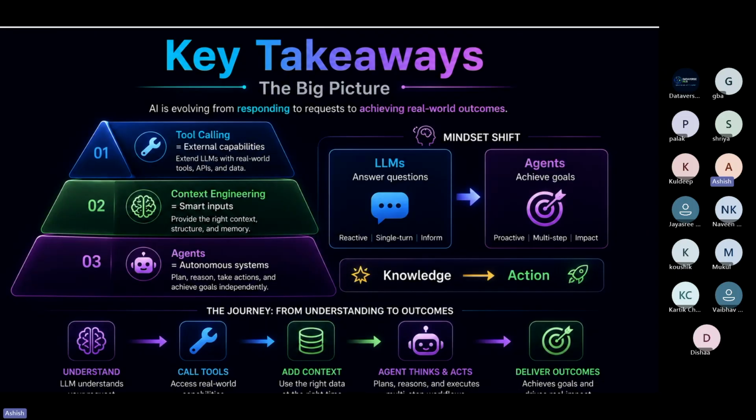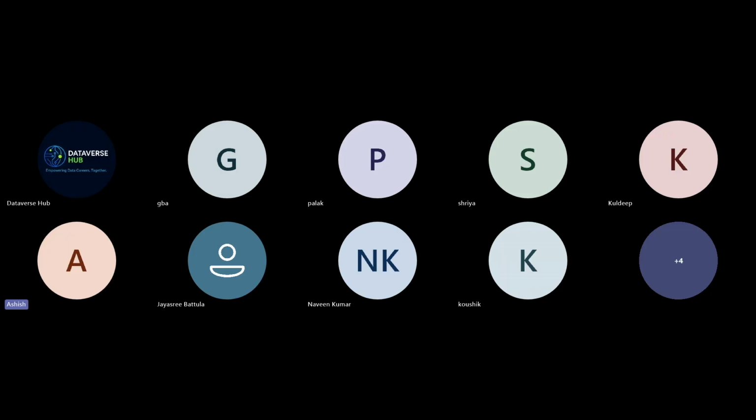Then the agents, which are autonomous systems. They plan, reason, take action, and achieve goals independently. Independently doesn't mean that they don't require any other input, but you can control it. You can have a human in the loop, and you can have a completely independent system as well. So they understand, they call the tool, they add the context, they think, and then they act, and they decide the outcomes. So that's today's takeaway from this session from the agent point of view. I think we can move to the demo.